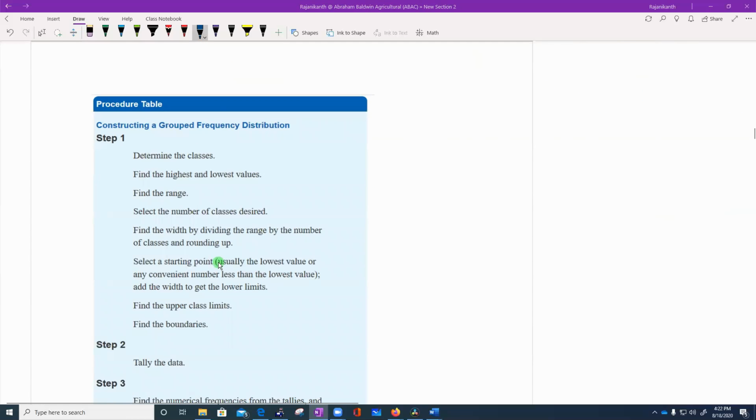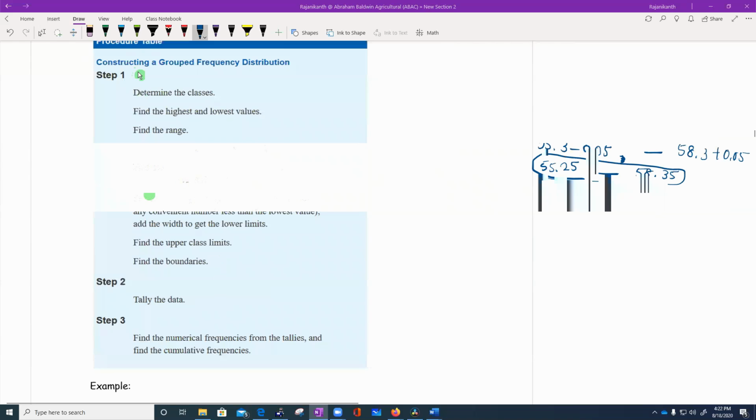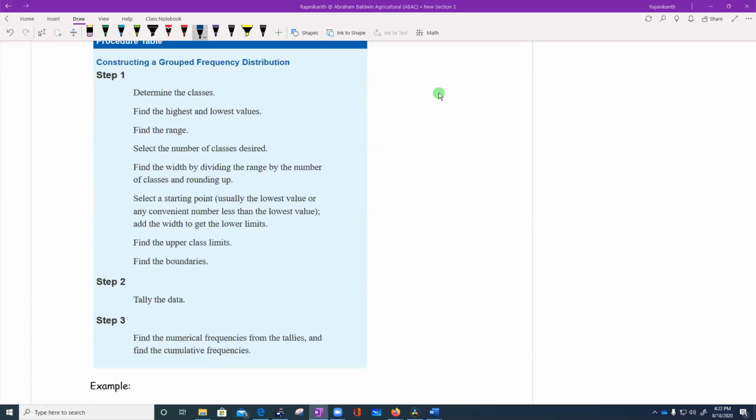Here we go. This is the rule we are going to follow for constructing a grouped frequency distribution. Follow these steps to make the grouped frequency distribution table. First of all, you need to fix the number of classes before starting. Fix the class numbers. How many classes you want? You fix first. In most of the problems, they will tell you, take the class number, say 7 classes, and like that, they will give you.